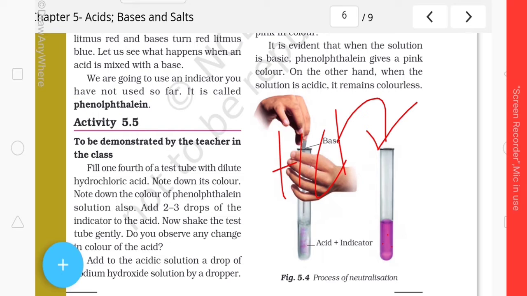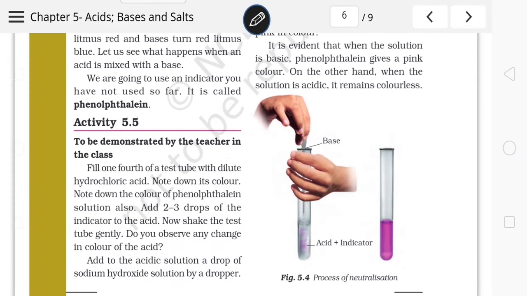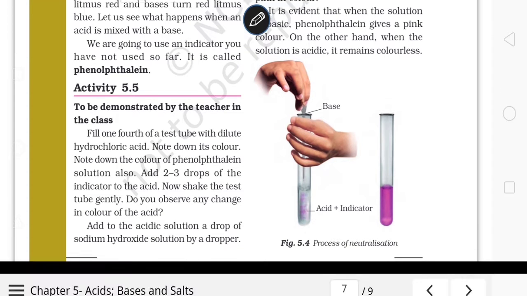If we continuously add the acid to the pink solution, there will be a change in its color. This pink solution will become colorless when we add acid. Again it indicates that this solution is now getting acidic, the nature will be acidic. In this way phenolphthalein is used to indicate whether the solution is acid or base.